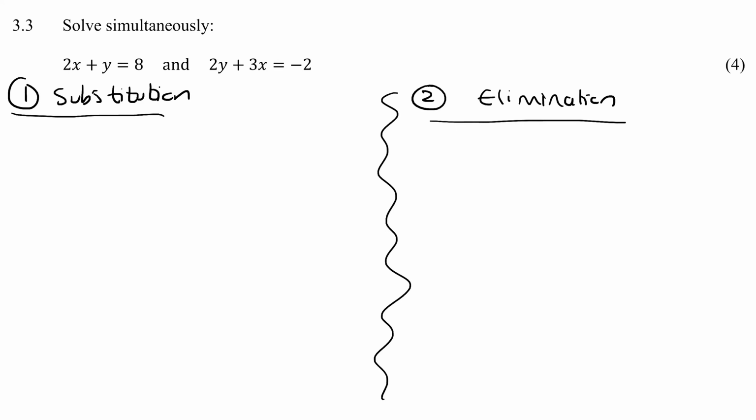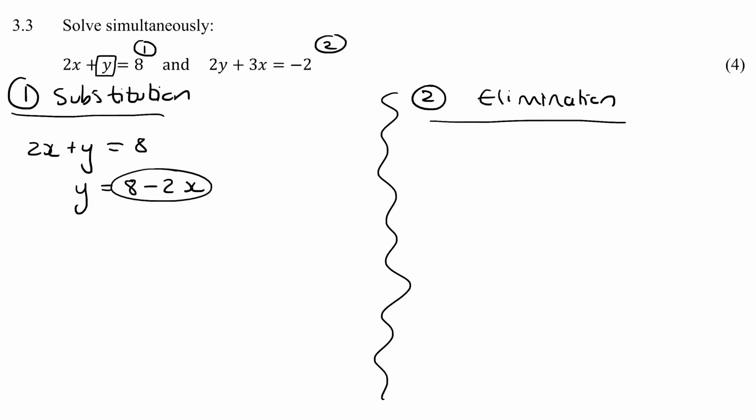Okay, so how does substitution work? Well, what you do is you look at this equation. We'll call this number 1, we'll call this number 2, and you have to try get x or y alone in one of them. I can see that there's a y over here, so I'm going to take that equation and get the y alone by taking the 2x to the other side. So it becomes negative, because over here it's positive. And when you go over the equal sign, you change the sign. I'm now going to call that equation 3.